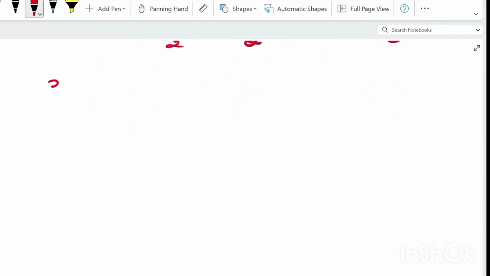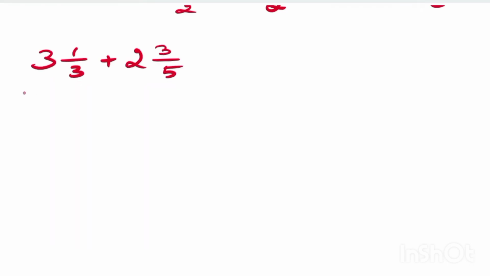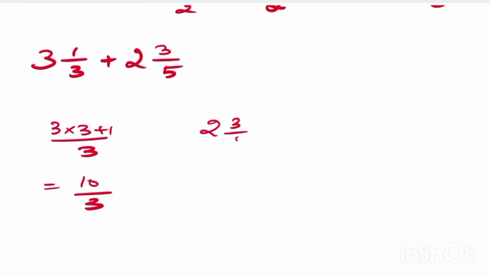So let's take 3 1 by 3 plus 2 3 by 5. Okay, so the first step, as I have told you, is to convert the mixed fractions into improper fractions. Putting 3 1 by 3 into improper, you will get 3 into 3 plus 1 by 3, which is equal to 10 by 3. And when you are converting 2 3 by 5 into an improper fraction, you will get 2 into 5 plus 3 by 5, which is equal to 13 by 5.